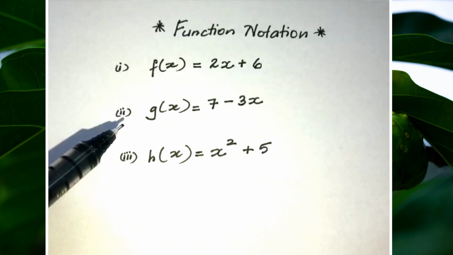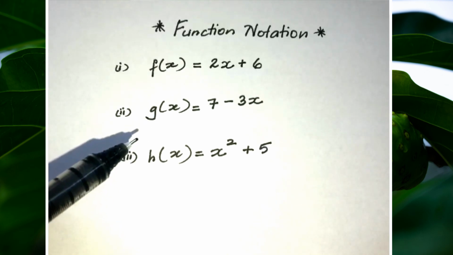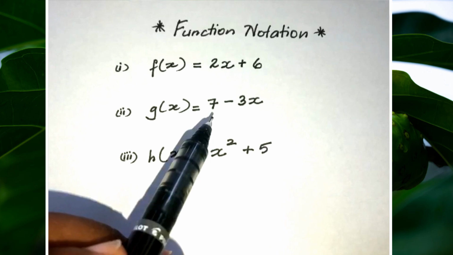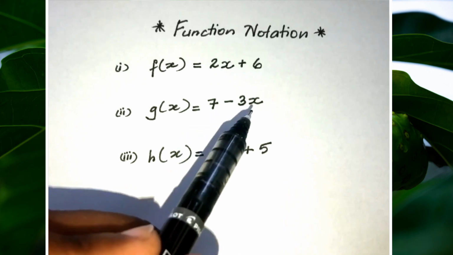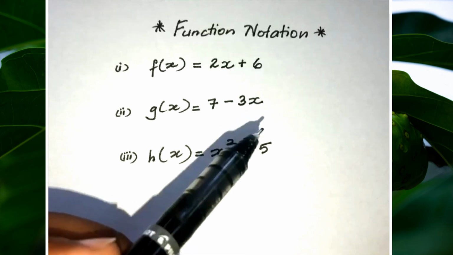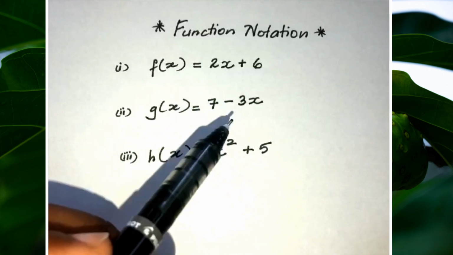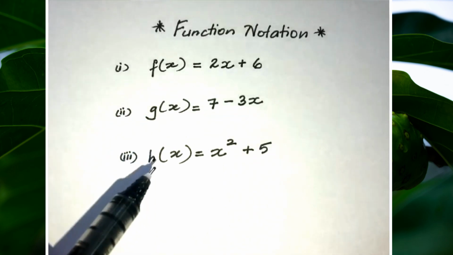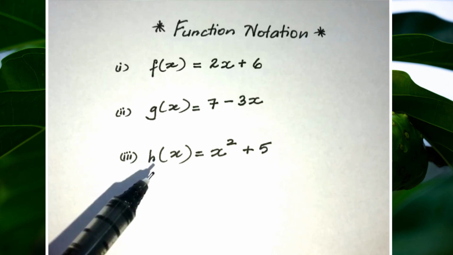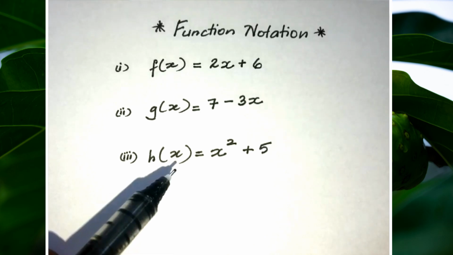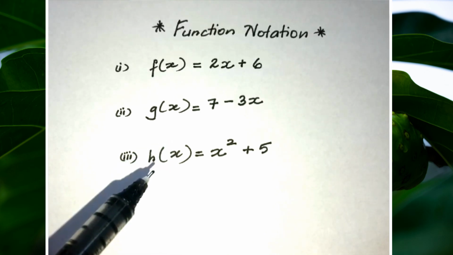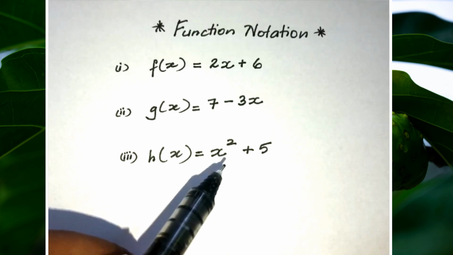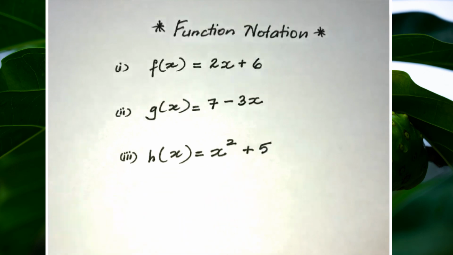Let's look at this one. The name of the function is g. What does it take as its input? x. So the function g says we're going to have 7. We're going to subtract from 7 3 times whatever x is. So that is the process that x is going to go through to give us some output g of x. Let's look at the last one. So we have h of x, which means the function h that takes the input x. This means you're going to put whatever x is inside the function h. So h says we're going to take whatever x is, square it, which means to multiply by itself, and then add 5 to the result. And pretty much that's it.